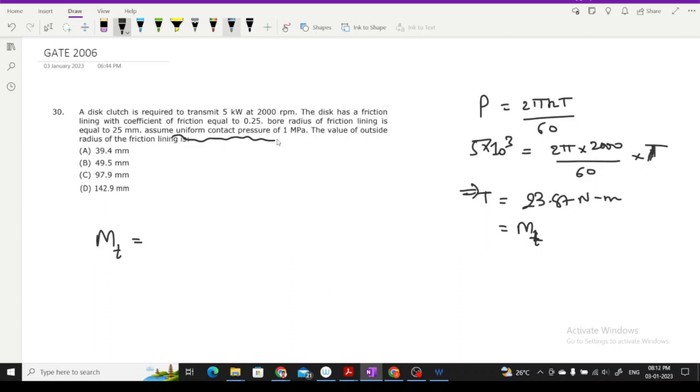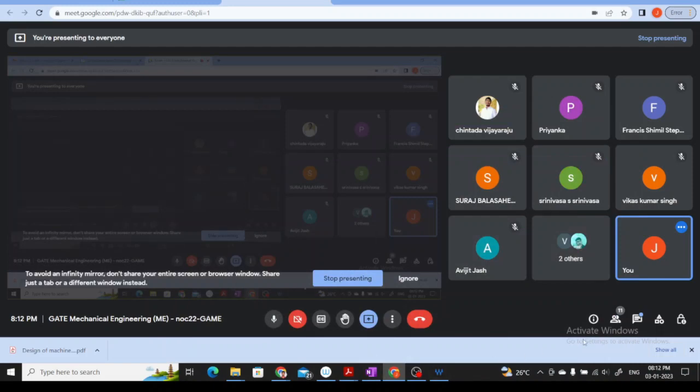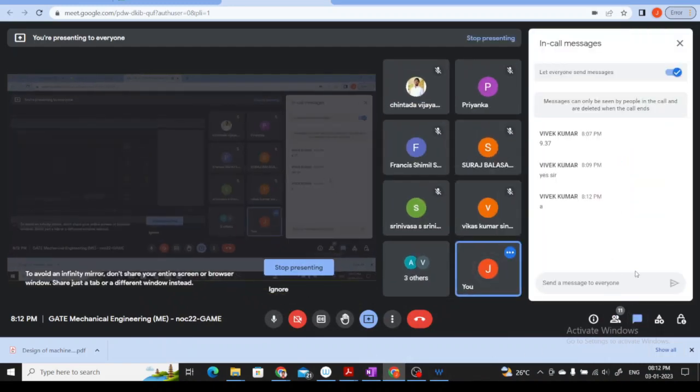It is pi mu P by 12 into (D cube minus d cube). Yes or no? Yes, sir. Pi mu P by 12 into (D cube minus d cube). Here, this P is the uniform pressure, 1 megapascal. So, is the answer A? Yes, correct. Answer is A with the given volume. So if you put all the given data, it's 23.87 Newton meter to Newton mm. This correct answer is A.